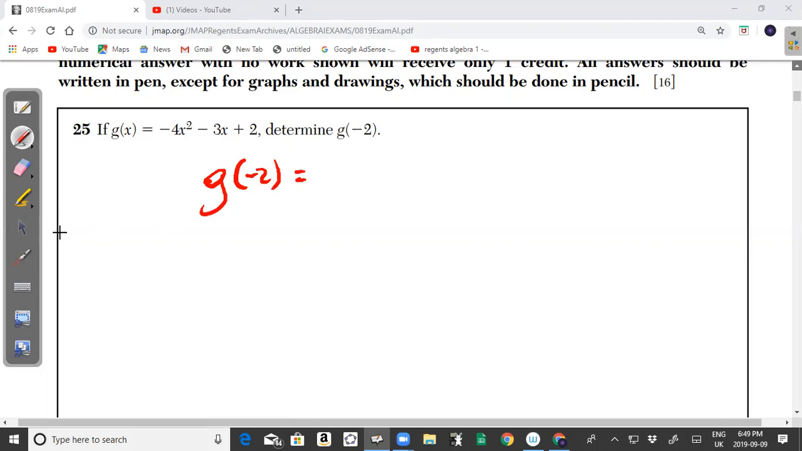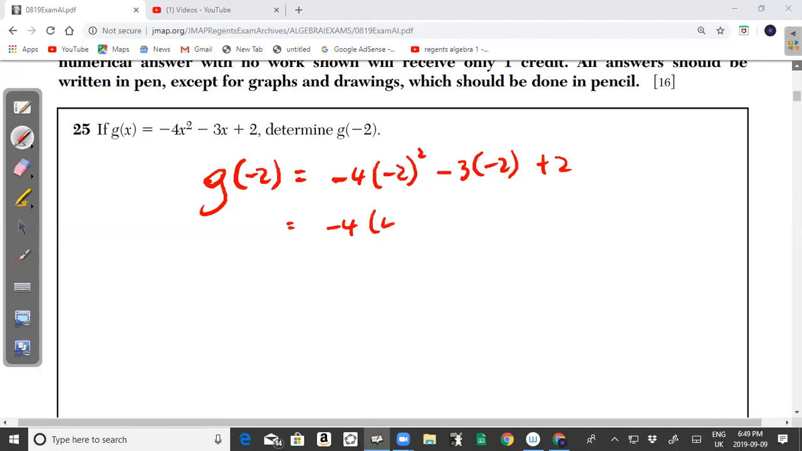So we have negative 4 multiplied by negative 2 squared. It replaces x here with negative 2. Minus 3 times negative 2. This is 3x, that becomes 3 times negative 2 because x is negative 2. Plus 2. So we have negative 4 and then negative 2 squared.